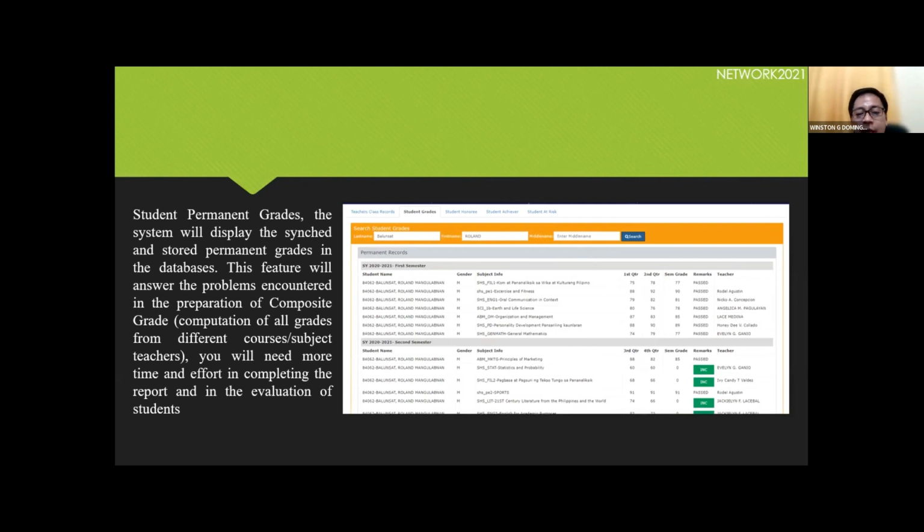This will also be accessed by the registrar of the senior high school. This will now be the basis of the registrar in preparing the class grades or class report and the transcript of the students. And also, it has the features of the student honoree, the student achiever, and the student at risk.